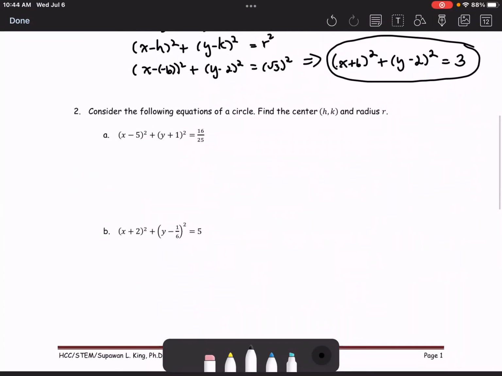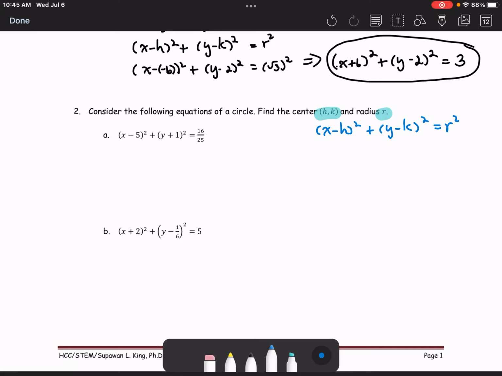Next example, we consider the following equations of a circle. We're going to find the center (h, k) and the radius r based on the standard form of the circle. It's in the form of x minus h squared plus y minus k squared equals r squared. So we're going to imitate the form and then identify h, k, and r to answer the question.